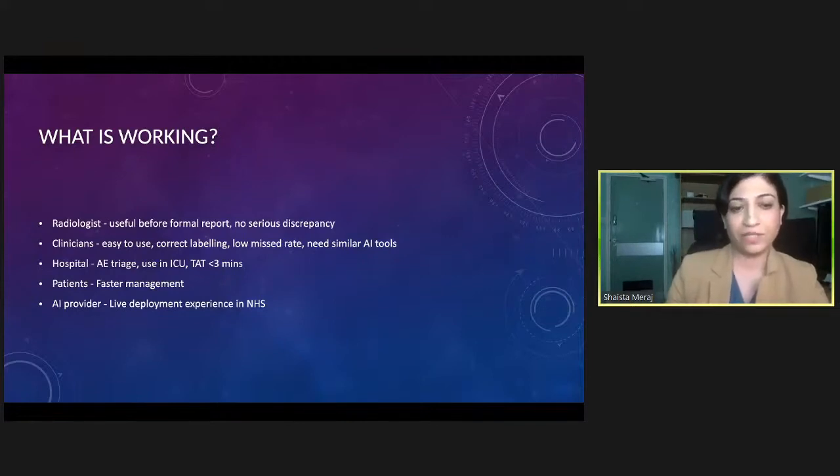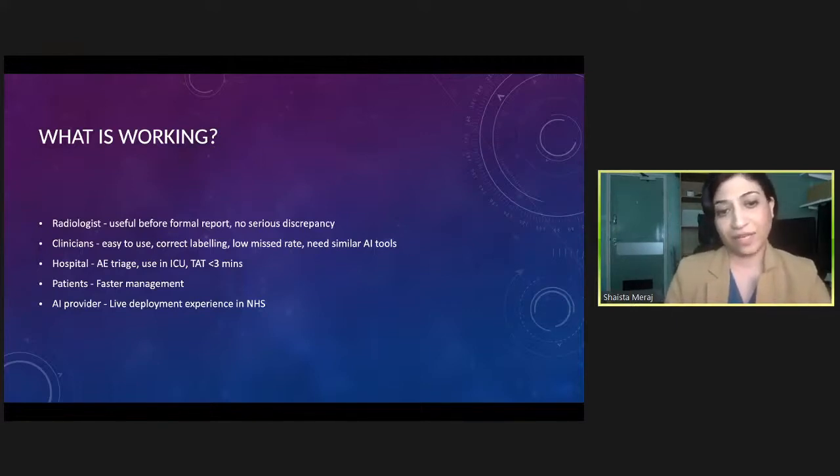From our experience, we found that for radiologists, they stated that having an AI analysis before the formal report is useful for clinicians. And there are no serious discrepancies. Clinicians found the tool was easy to use, and they were happy that it shows correct labeling of the chest x-rays, and then wanted to have similar AI tools in the future, which was very encouraging to know.